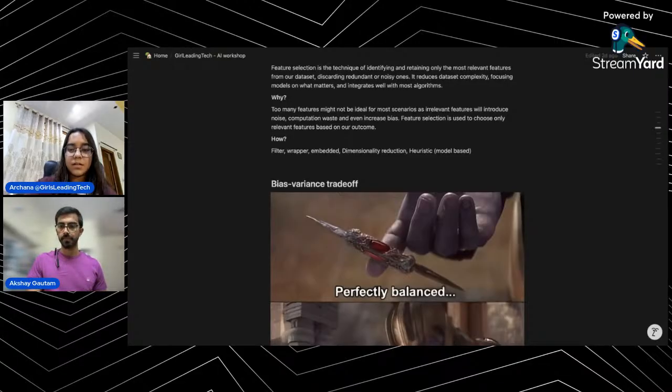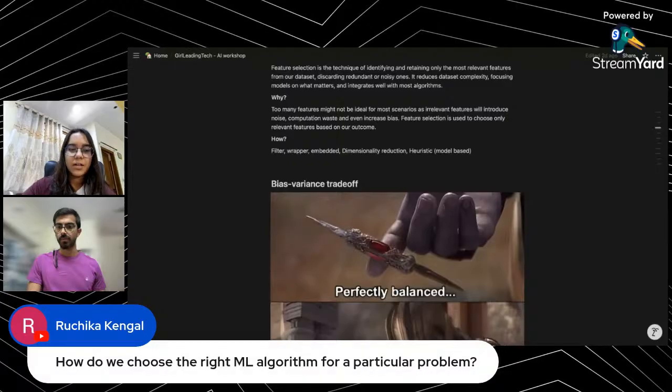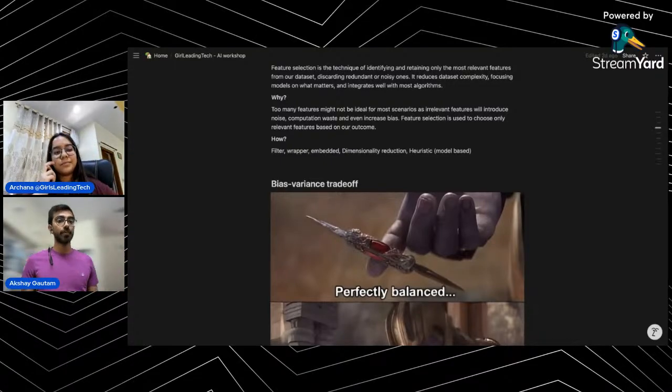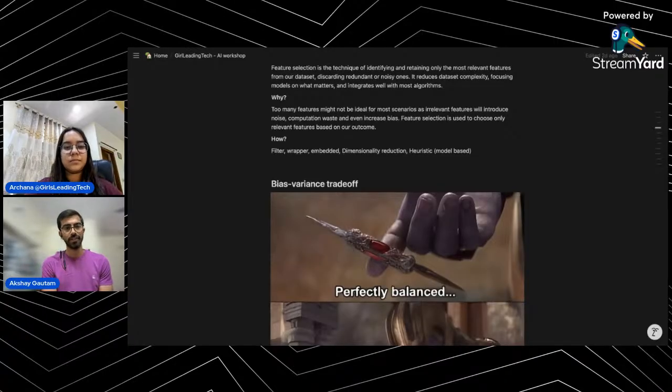Let me check. So we have one more question by Ruchika: how do we choose the right ML algorithm for a particular problem? Yes, very nice question. I think this question should come to every ML practitioner whenever they start. It was a pain for me in the beginning when I was learning machine learning. It was during COVID. I was locked in the home and I was learning machine learning like 8 hours every day. It's a function of time spent with machine learning. So the more time you spend, the more intuition you build.